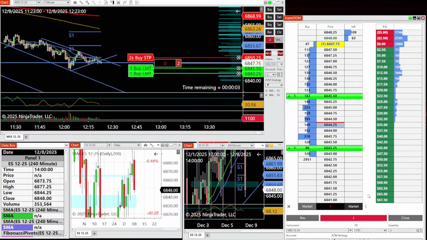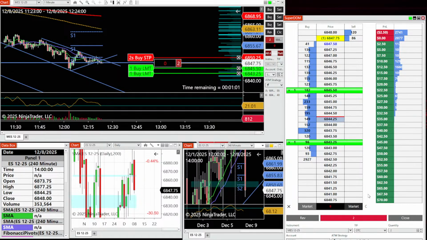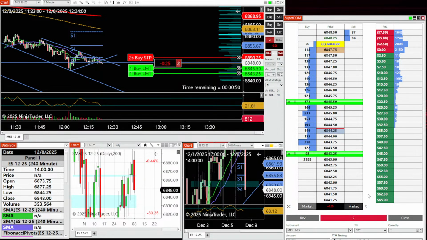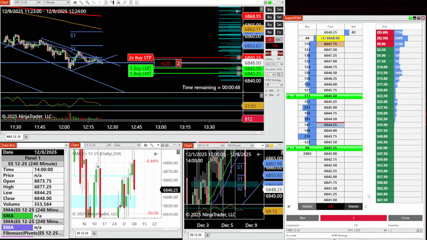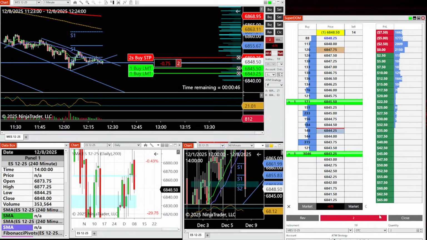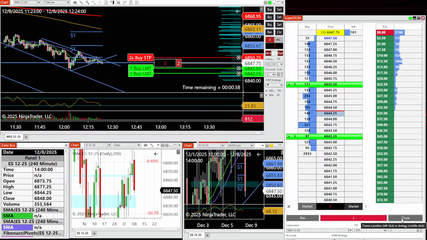47. It's not cracking. 47. And I think this is maybe some resistance. 47 is 45. Yeah, this 47 is holding. I'm not gonna play around this 47, 48. Don't want to play around this 47, 48 if it's not gonna crack.